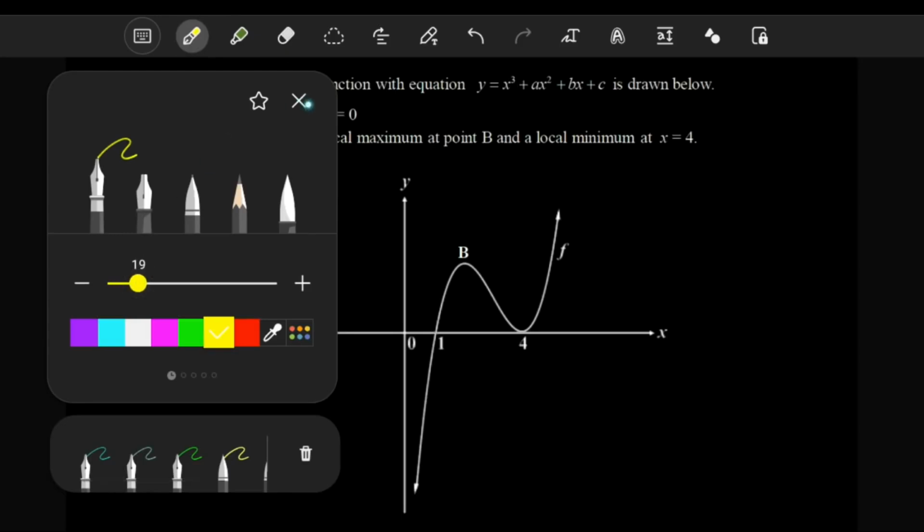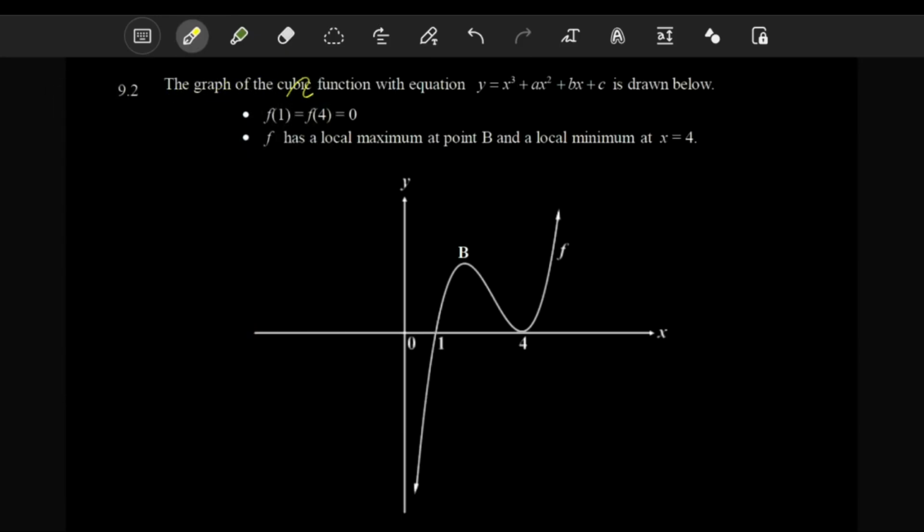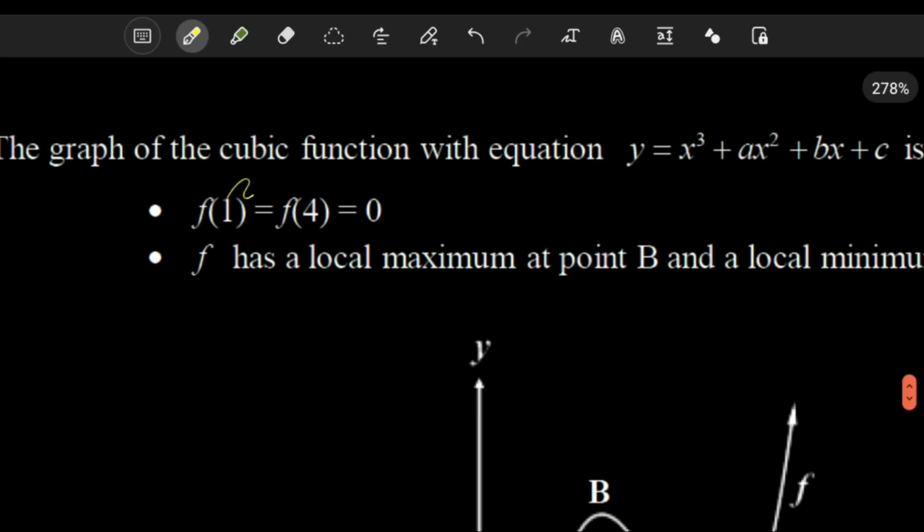Just make this a bit bigger, get myself ready. The graph of the cubic function with this equation has been drawn below. So here they've told us that if you throw in x as 1, your y value is 0. If you throw in x as 4, your y value is also 0. So these are just intercepts, because if y is 0, it's an intercept. You see, these are x-intercepts.